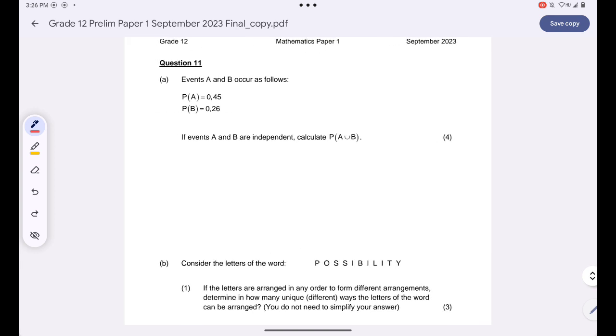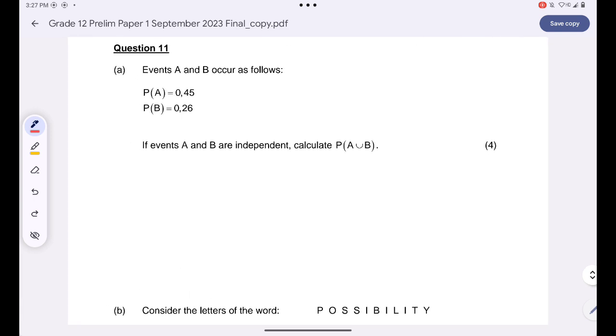Okay, we are told that events A and B occur as follows. The probability of A is 0.45 and the probability of B is 0.26. If events A and B are independent, calculate the probability of A or B, right?